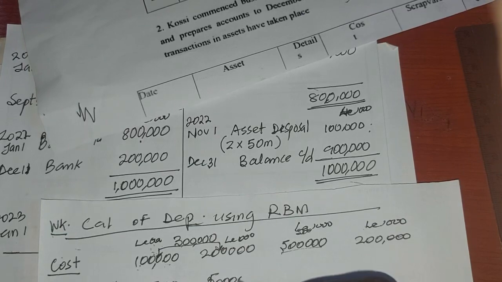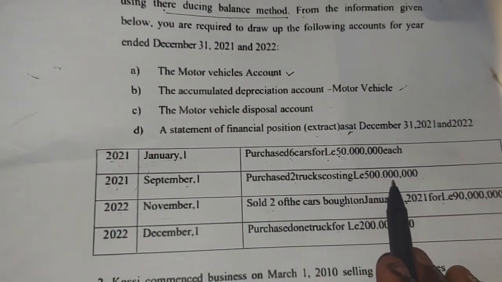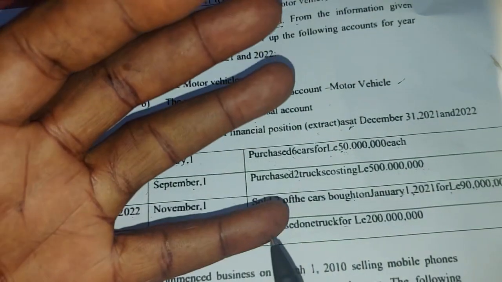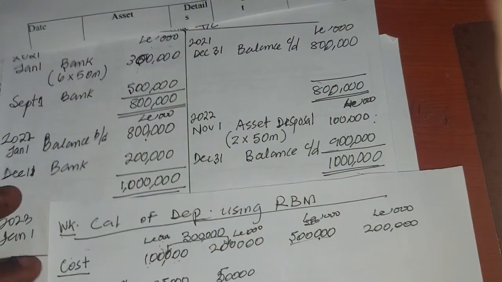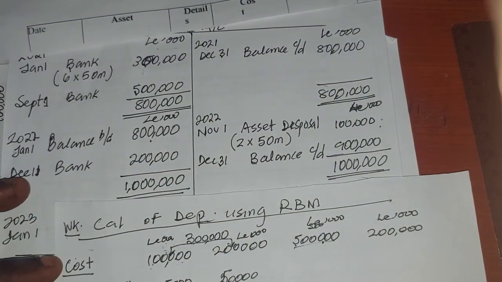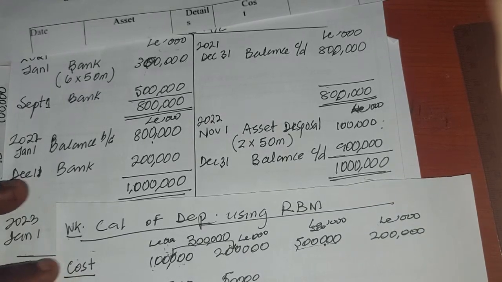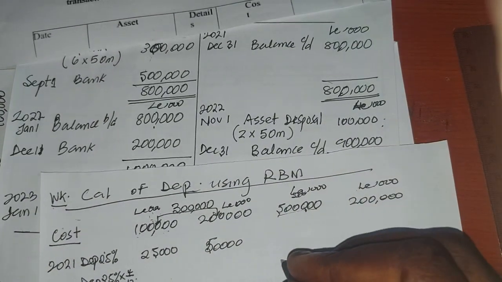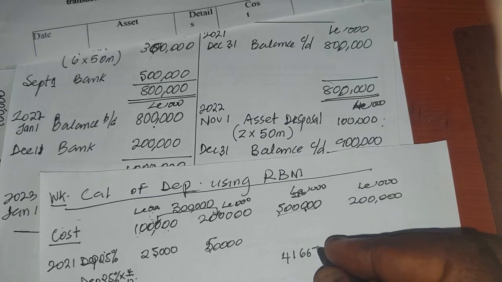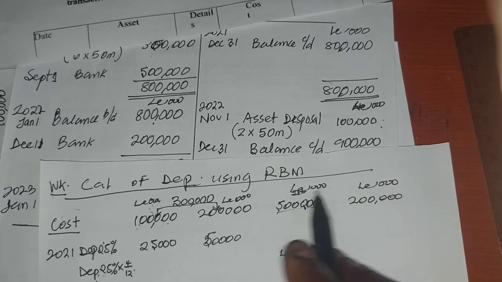50,000 class. Now this asset was bought in September, 1st of September. If you count September to December, that is September, October, November, December. That's 4 months. So we need to bring it down. This September, 25% multiply by 4 all over 12. So when you multiply this by the cost of this asset, don't forget, that will give you 4166, then approximately 7. We have limited into thousands.